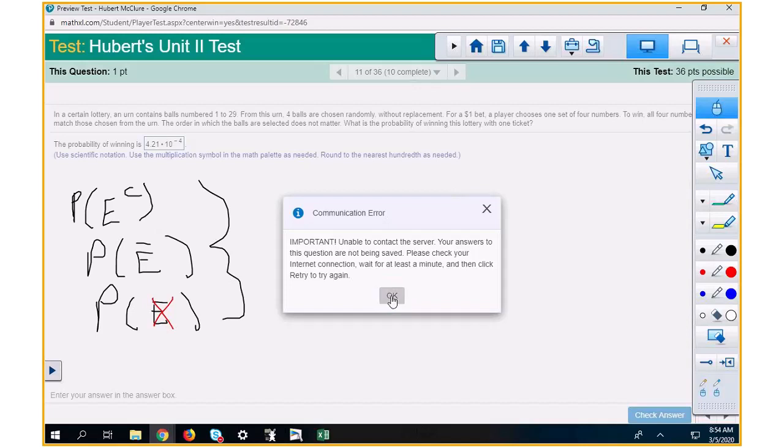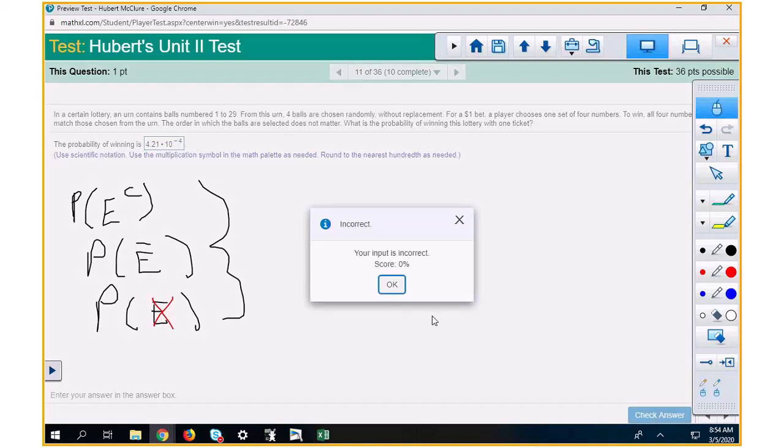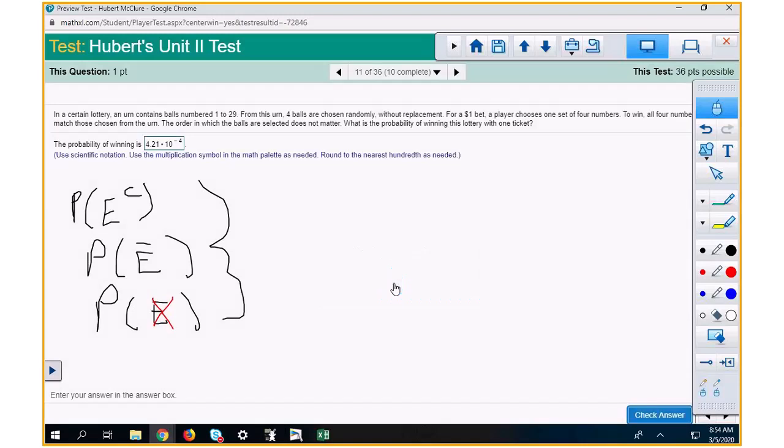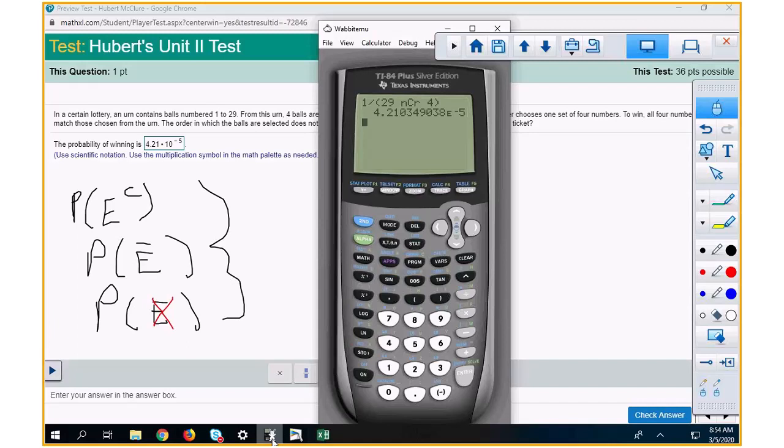Unable to contact your server. Okay, I'm going to try it one more time. It's pulling up all my stuff still. Your input is incorrect. I don't think so. Negative 5 or negative 4. Oh, did I have a negative 5?